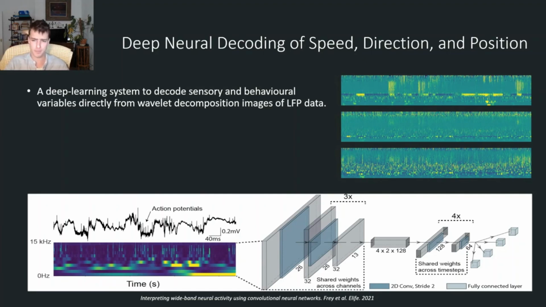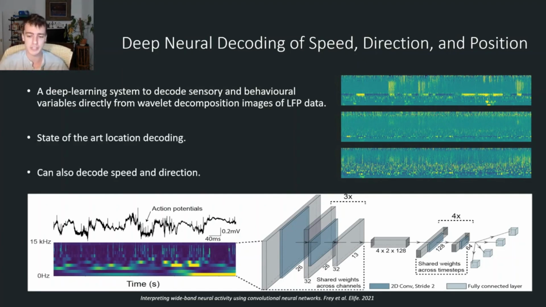And to decode these wavelet images, we use a deep network that uses shared weights across channels, so it'll learn representations of general patterns and shapes, not just for one channel, but for all of them, and that helps speed up learning and prevent overfitting. But apart from that, it's a very normal network: a series of downsampling convolutional layers, then a series of fully connected layers with a separate fully connected layer for each output, and then the outputs are returned. And even though it's simple, this framework has been shown to achieve state-of-the-art location decoding results and is also really good at predicting speed and head direction.